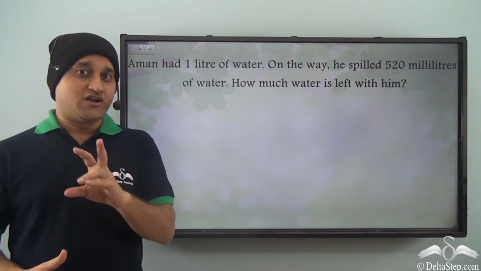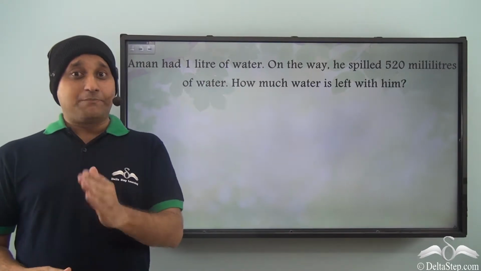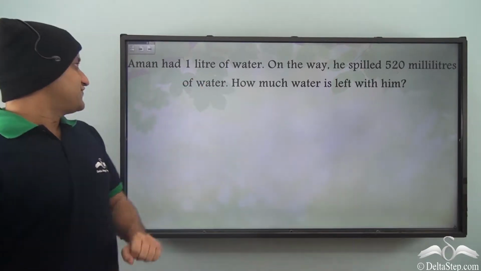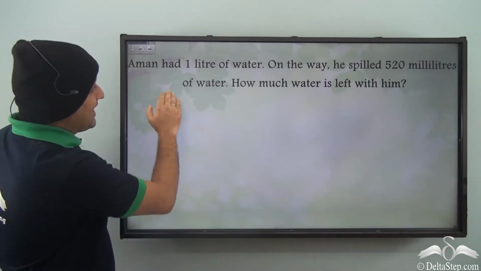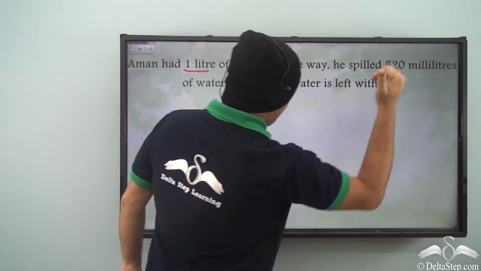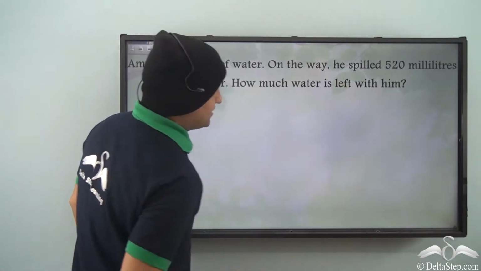Now that you know the conversion between liter and milliliters, we'll apply the same in some word problems. So the first word problem is: Aman had 1 liter of water. On the way, he spilled 520 milliliters of water. So how much water is left with him?